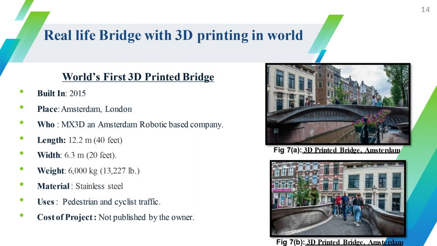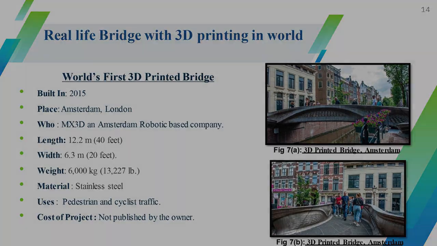This is the world's first 3D printed bridge, which was built in 2015 at Amsterdam by MX3D, an Amsterdam robotics based company, with the material stainless steel. Currently, this bridge is used by pedestrian and cyclist traffic. Let's move to the next structure.